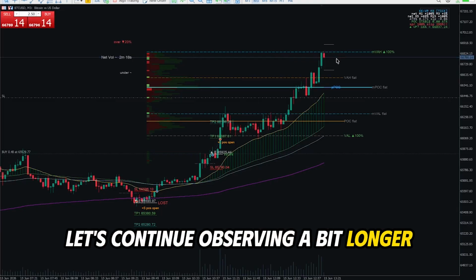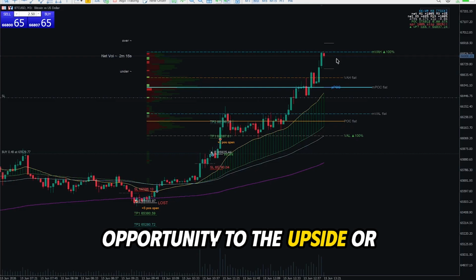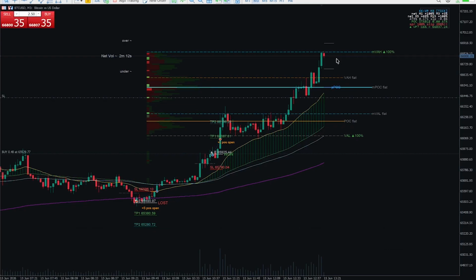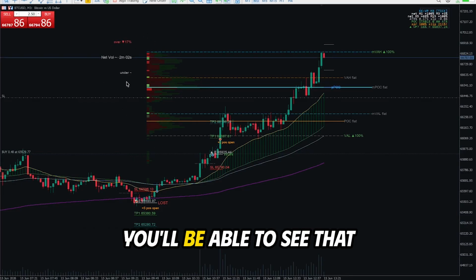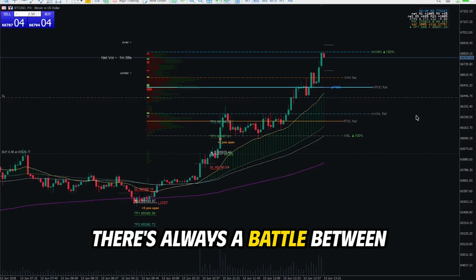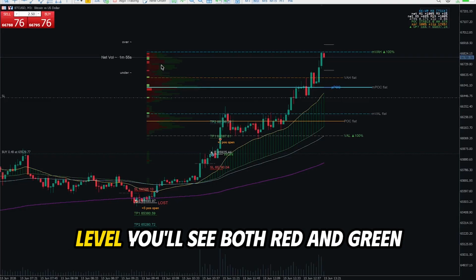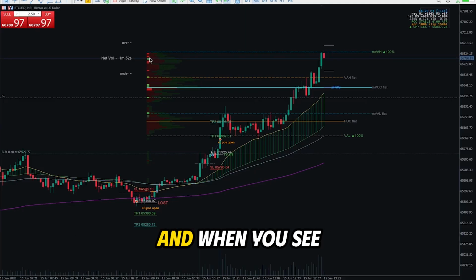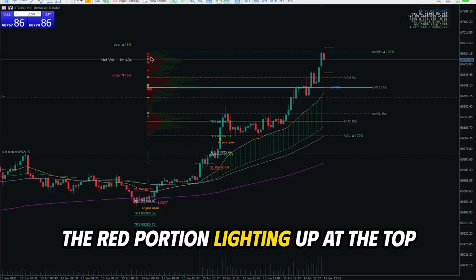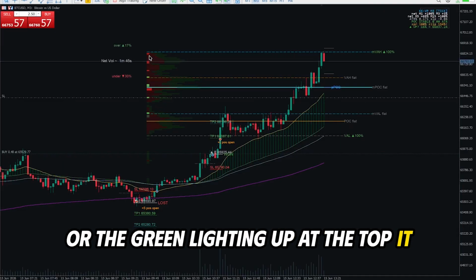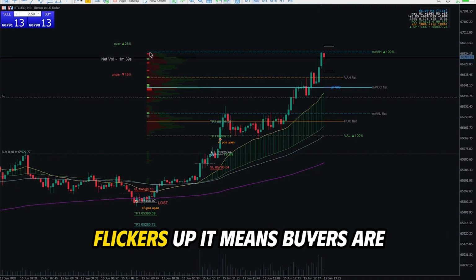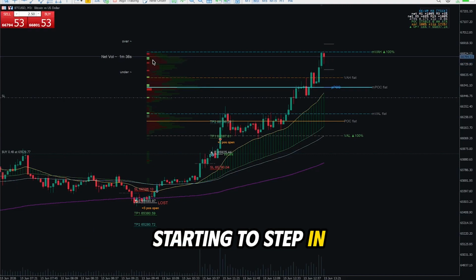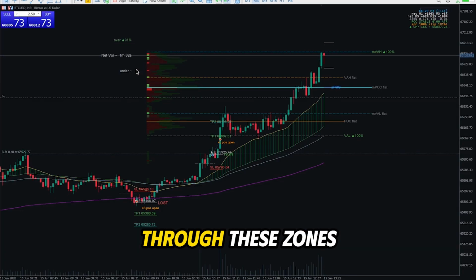Let's continue observing to see whether this is a breakout opportunity. Everything returns to where it was. Once you get comfortable looking at the indicator I just developed, you'll be able to see that there's always a battle between buyers and sellers. So at every price level, you'll see both. And when you see the red portion lighting up at the top or the green lighting up at the top, it means at that price right now, sellers are dominant. And occasionally when the green flickers up, it means buyers are starting to step in. And price can move very quickly through these zones.